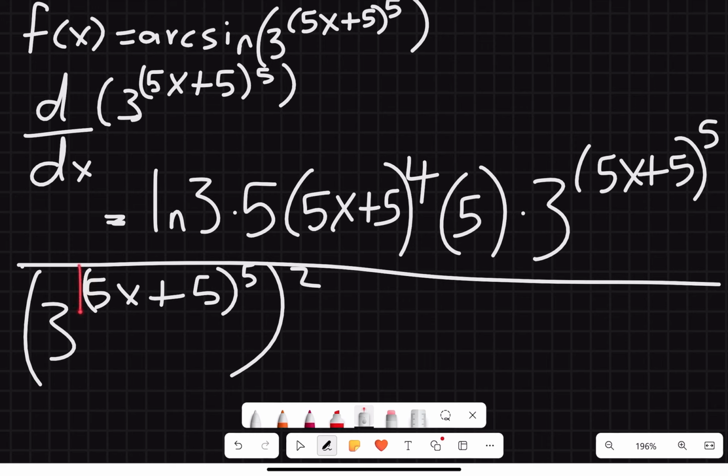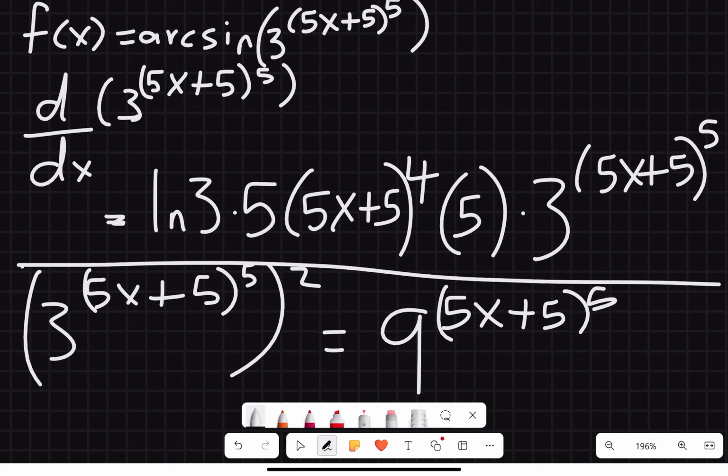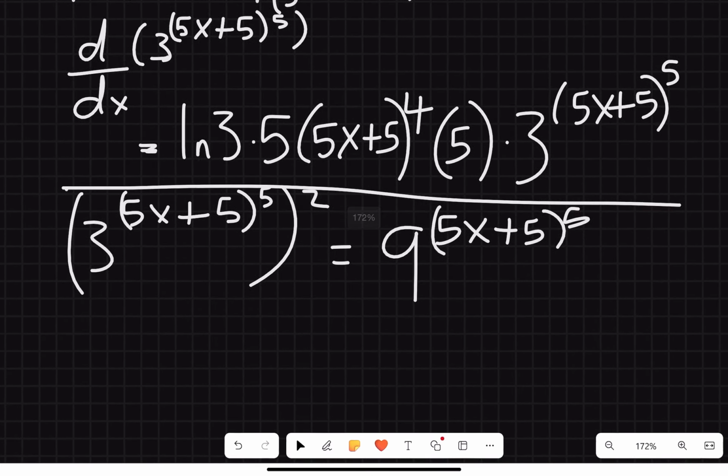So the exponent here is 1. So 1 times 2 is going to be 2. So we have 3 squared because of the 2 that is there. So it's like we have 9 now. Because this 2, I cannot multiply it in here because I have an exponent there. So it's 3 squared, which is 9. So I'm basically having 9, and then I have (5x plus 5) all to the power of 5. Right. So now I have the derivative. I also have the squared. So I can now substitute into the formula.